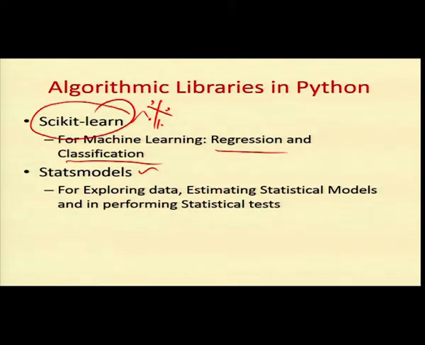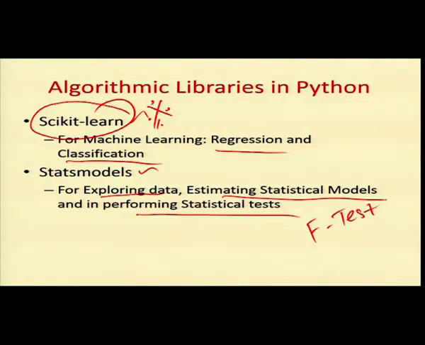Now, Scikit-learn is used for machine learning, for doing regression and for doing classification. Then what is the other algorithmic library that is used in Python? It is the statsmodels. What is statsmodels? Statsmodels is used for exploring the data, for estimating statistical models, and for performing statistical tests. With the help of the statsmodels library, you can use all the statistical tests. What are the statistical tests?